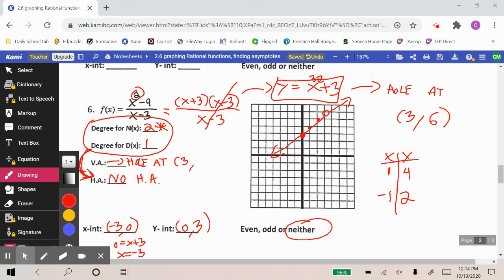All right. So again, this is just a real quick part. I really want you to make this connection with the degree of the top and bottom and how to get the HA. So that's what we'll really focus on tomorrow: the asymptotes, the intercepts, and symmetry.